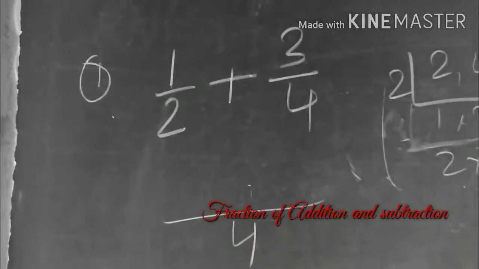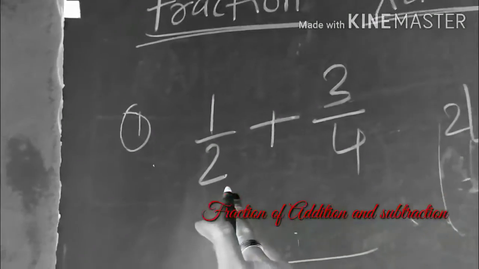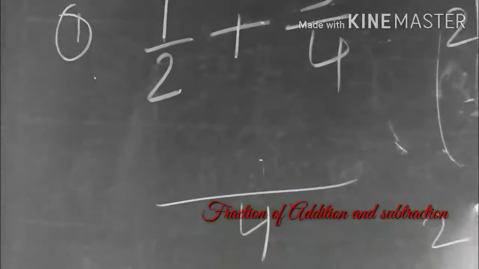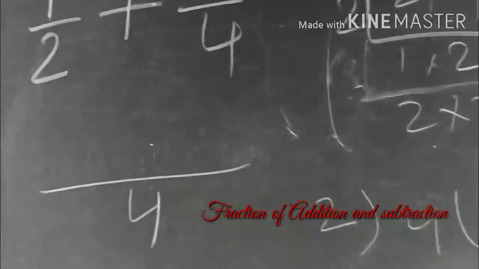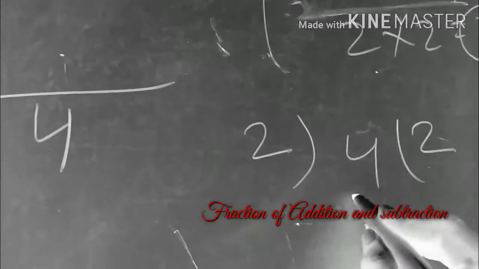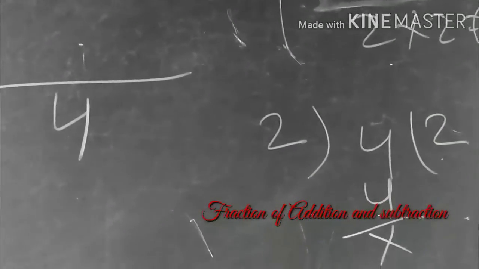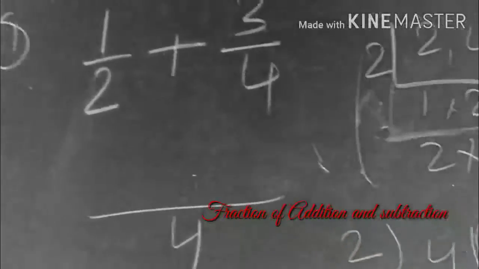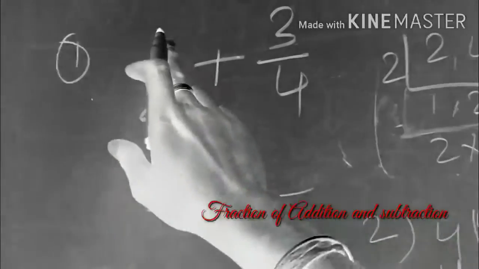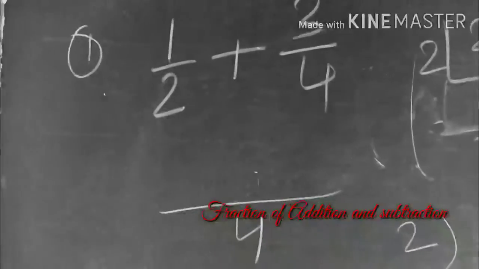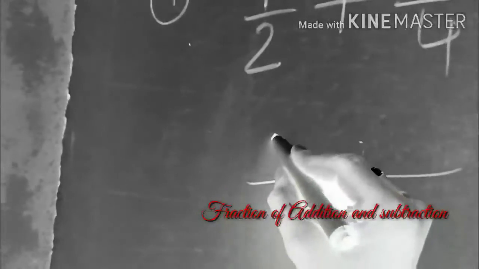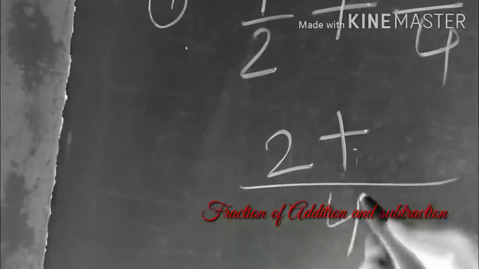Now what do we have to do? 4 divided by 2: how many times? 2 2s are 4. Cancel out. This is our quotient. So the quotient is multiplied with the numerator. 2 into 1 means 2. So we will write 2, and the plus sign means plus.